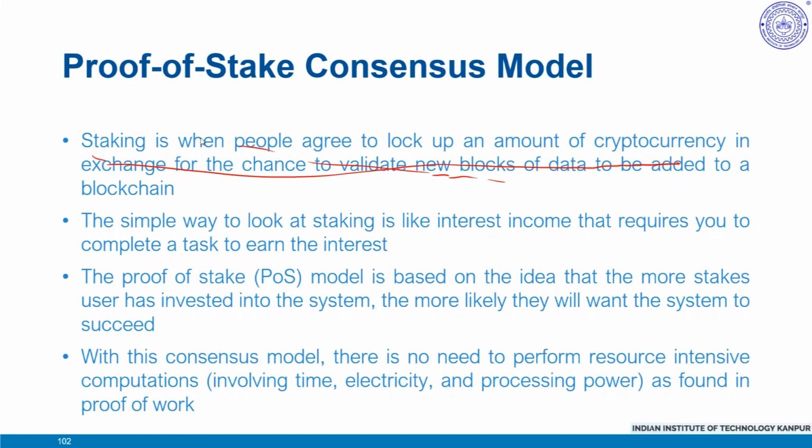When the data that's been cleared by the validator is added to the blockchain, they get newly minted, or newly created, crypto money as a reward. Now, a simple way to look at staking is like interest income, the interest that you are earning, that requires you to complete a task to earn more interest by checking blockchain transactions. So if I validate only good transactions, I earn interest on my assets. If I include bad transactions, then I'll be penalized and I'll lose some of my assets.